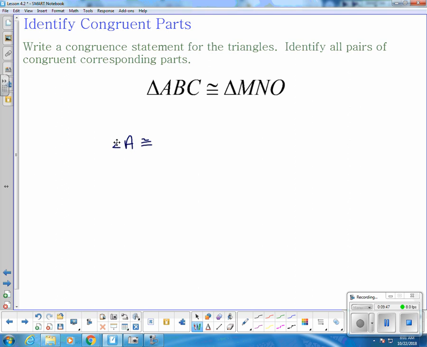So it's angle A congruent to angle M. Good. And angle B, Josh. Good. And angle C, Sabrina. Everyone get all the angles right? Okay.